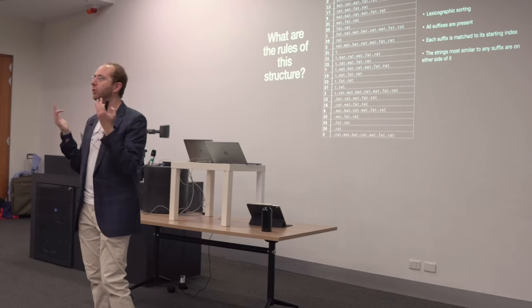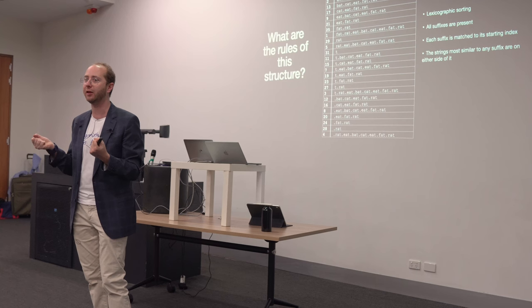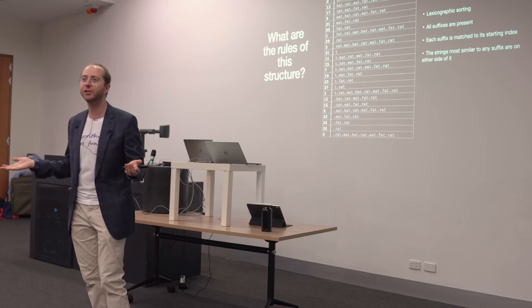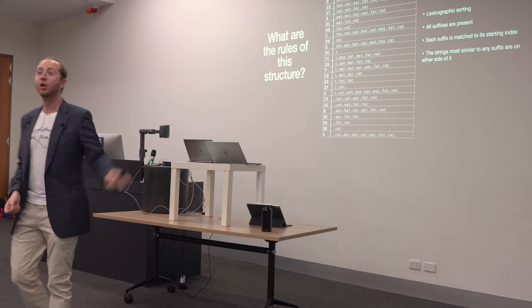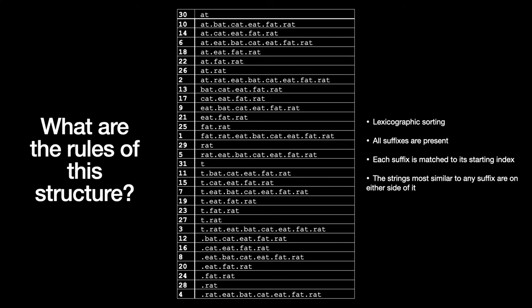So we just have to look for the neighbors and we don't have to look through the entire database. If a string is repeated, two repeated strings are really, really similar to each other. In fact, they're the most similar that any two strings could be. So if we're looking in our suffix array and we already know that the most similar strings are next to each other, then of course repeated strings are going to be right next to each other if they are in fact present. So who has an idea for our new algorithm?